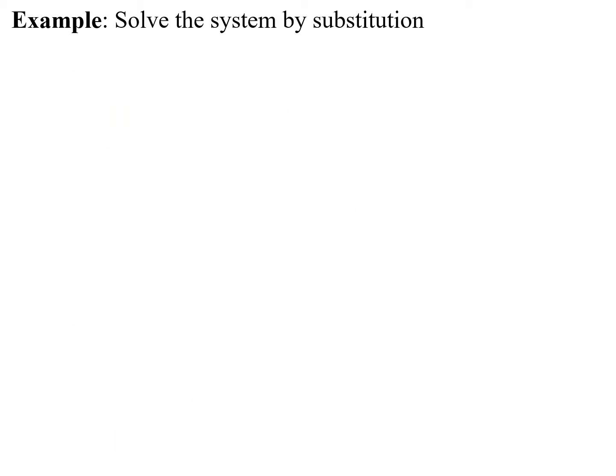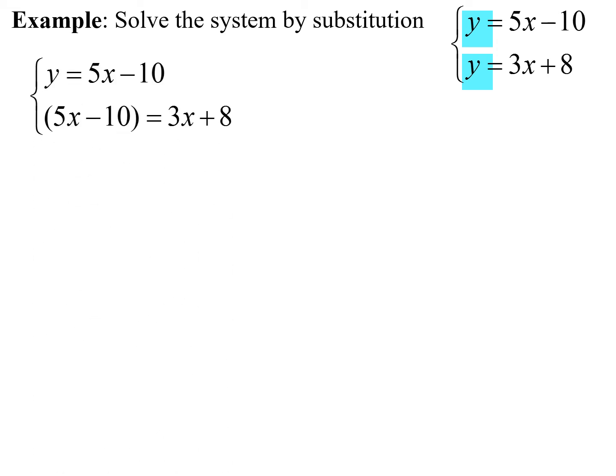Let's take a look at another example solving a system by substitution. Our system is y equals 5x minus 10 and y equals 3x plus 8. So again, we're going to substitute the first value for y in for y in the second equation. My first equation is going to stay the same, y equals 5x minus 10. Then I'm going to take what y equals, 5x minus 10, and substitute that in the place of y for the second equation. So we get 5x minus 10 is equal to 3x plus 8.